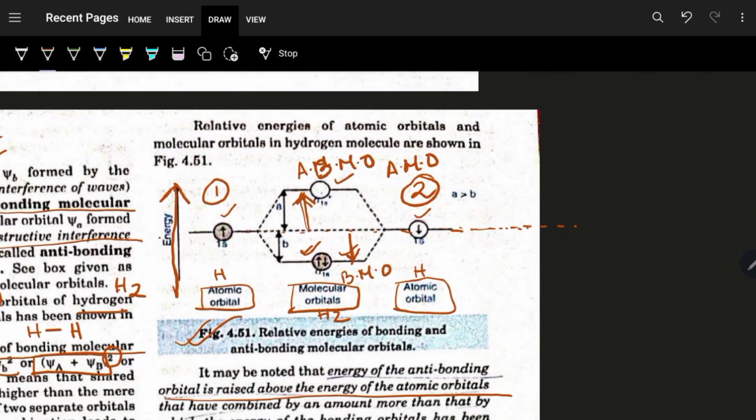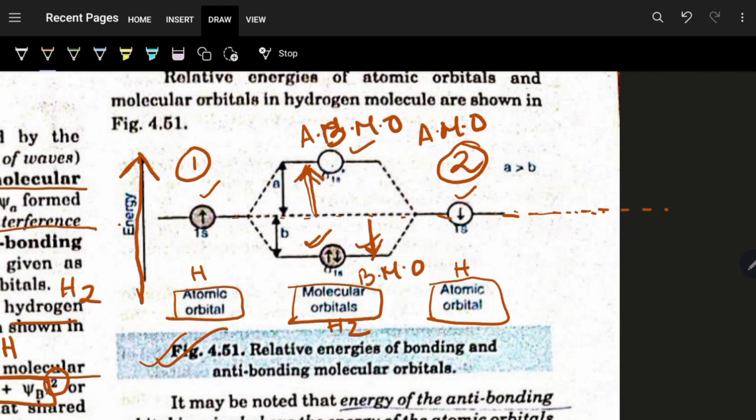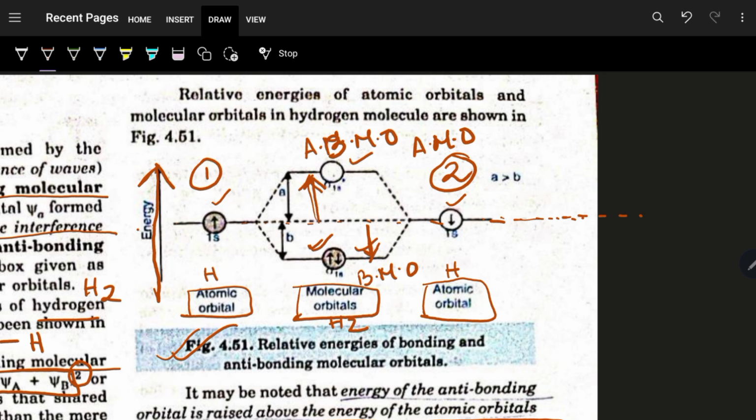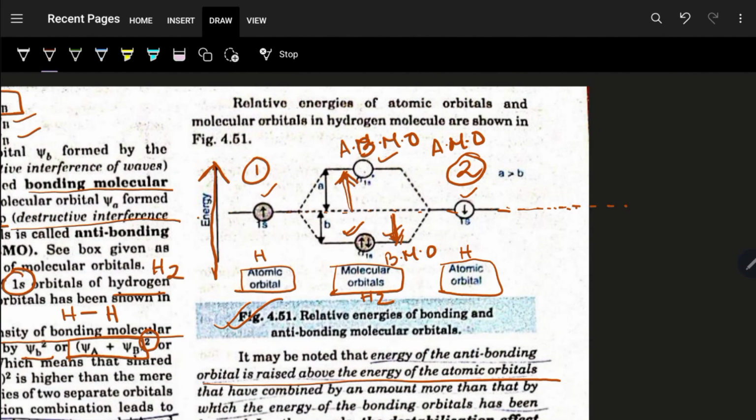So here, what is happening? In the formation of molecular orbitals, I have told you that the number of combining atomic orbitals is equal to the number of molecular orbitals obtained, and half of them are antibonding and half are bonding. Antibonding is raised in energy, bonding is lowered in energy. But I did not say that as much lowering will take place as raising. So in the formation of hydrogen, lowering is not as pronounced as the raising.